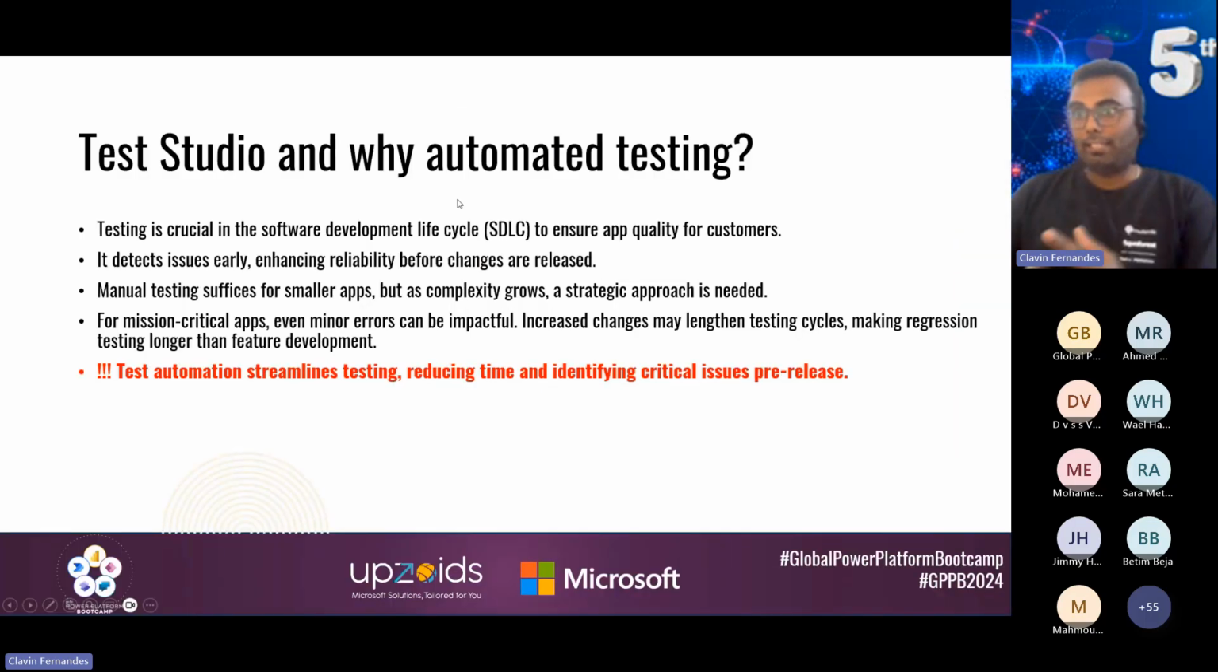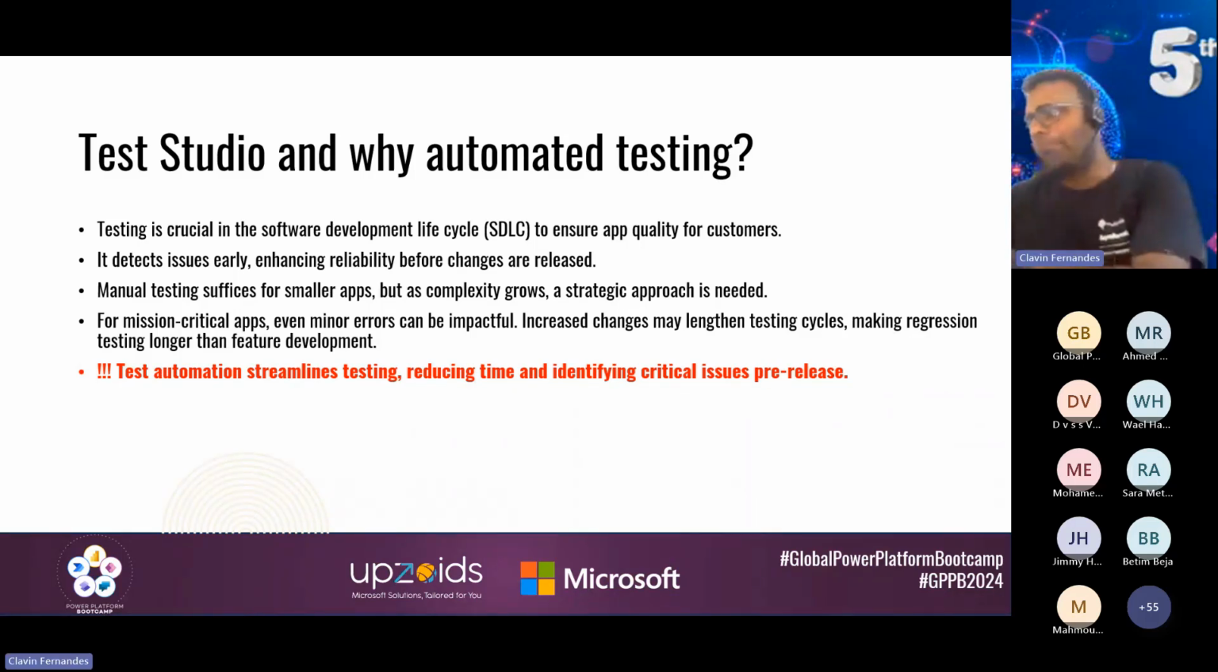Automated testing is required for software development lifecycle, right? Every app that you create needs to be tested. And if you don't test it the right way, you will get problems after the release, and your customers will not be happy about it. It also detects issues early. If you do testing, you find the issues and you can enhance the app or put things in place that can do error handling.